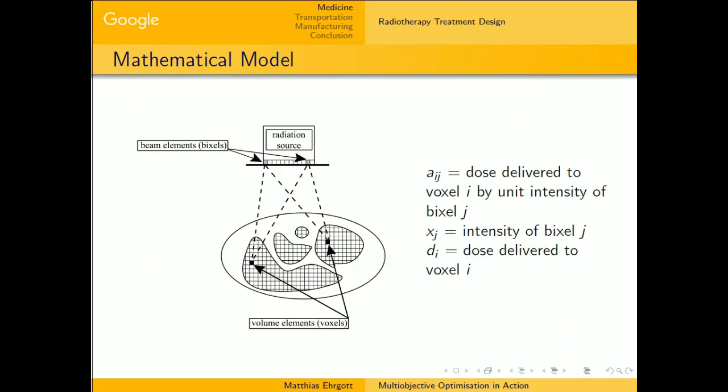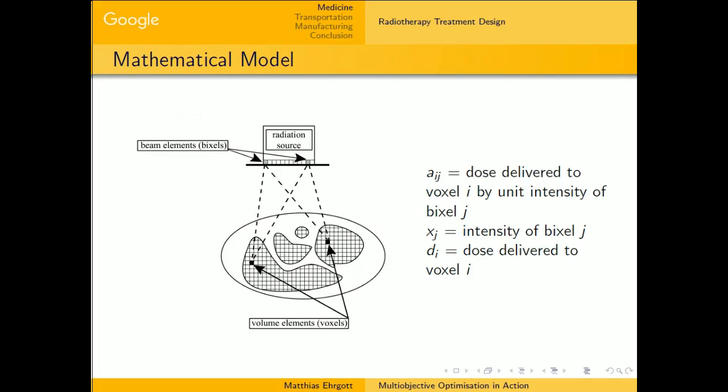Xj is the intensity, or the time for which we switch on the radiation in each of these pixels. So that's our decision variables. And Vi is the dose delivered to the voxel. Now, these are related in a very simple linear relationship: V equals A times X. Okay, that's very nice. So this tells us how we get the dose out of the radiation intensity. And now we need to form an optimization model that makes use of this linear relationship. So how does that work?